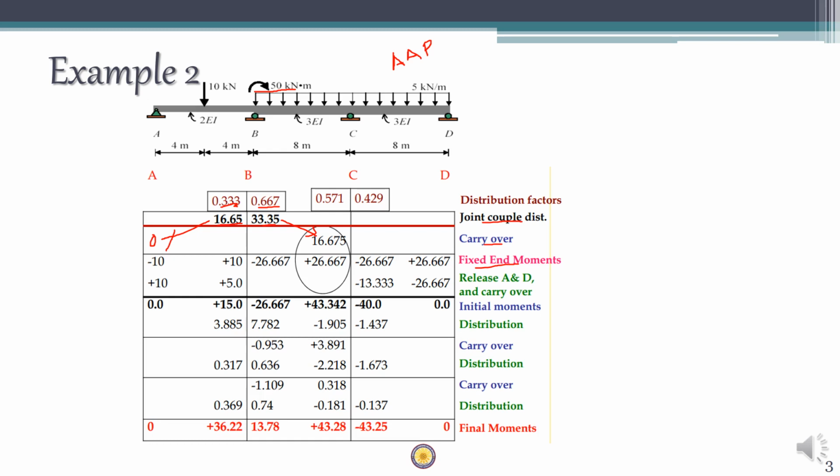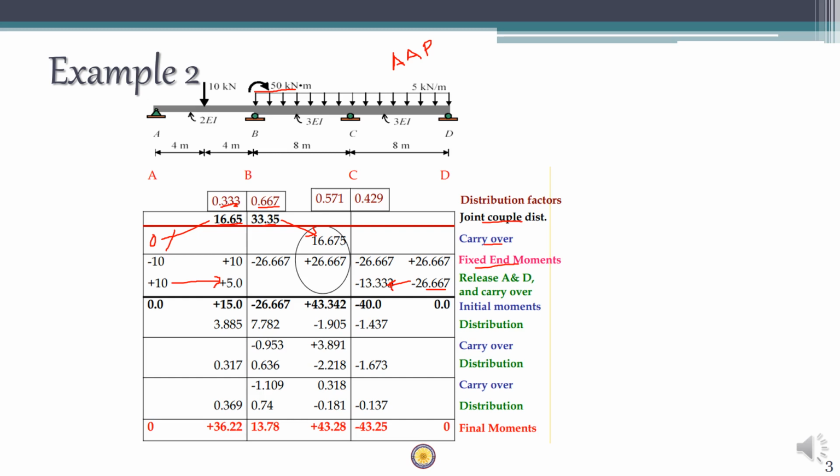So an opposite FEM is applied, which is plus 10, and half of that is carried over to the far end because B is an internal joint, so it is treated as a fixed joint. So half of 10, 5, is carried over. Similarly, at D we have a positive FEM 26.67, so we apply a negative 26.67 at D, and half of that is carried over to its far end because C is a fixed end.